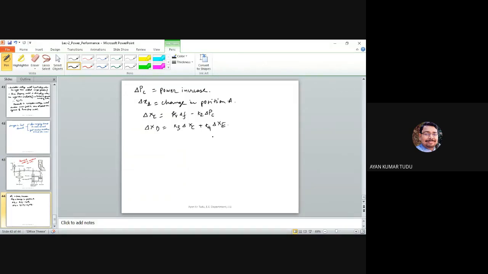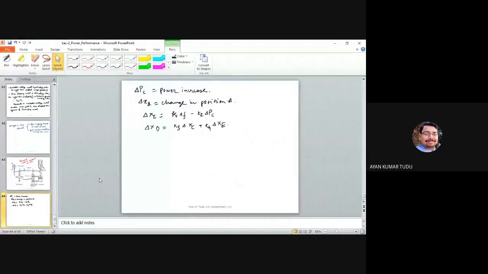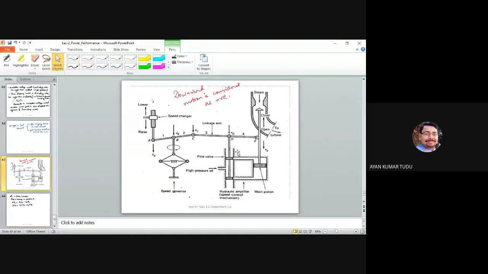What is K1, K2, K3, K4? These are all the proportionality constants, and they depend upon these linkage arms. As you can see, the movement of D, depending upon its sign, is opening one of the ports of the pilot valve, and thereby it is opening the position of XE. So the volume of oil that is being admitted to this particular main cylinder is proportional to the time integral of delta XD.